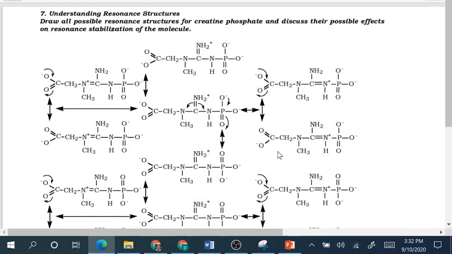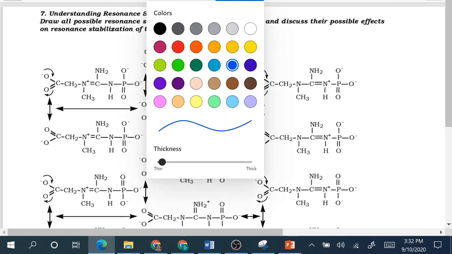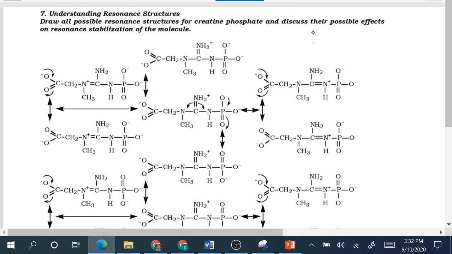The next problem is number 7 in Chapter 3 in Garrett Biochemistry. For this problem, we're supposed to draw all possible resonance structures for creatine phosphate and discuss their possible effects on resonance stabilization of the molecule. So you learned from organic chemistry how to draw resonance structures, and so I'm not going to draw each one out by hand, but just go over this a little bit.